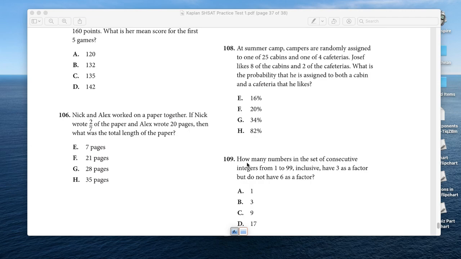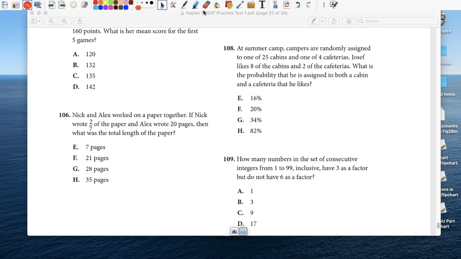25 cabins and 4 cafeterias. Joseph likes 8 of the 25 cabins and 2 of the 4 cafeterias. What is the probability that he's assigned to both a cabin and a cafeteria he likes? The key word is and. So we have 2 probabilities, and because it's and, we have to multiply.